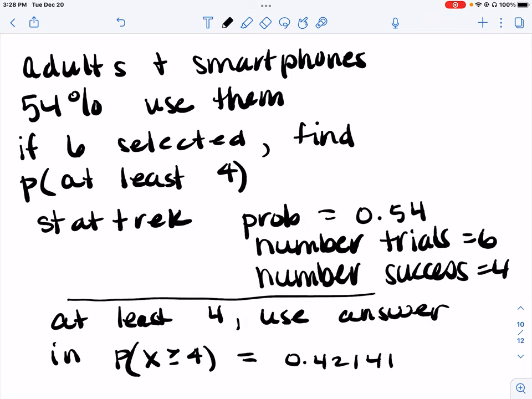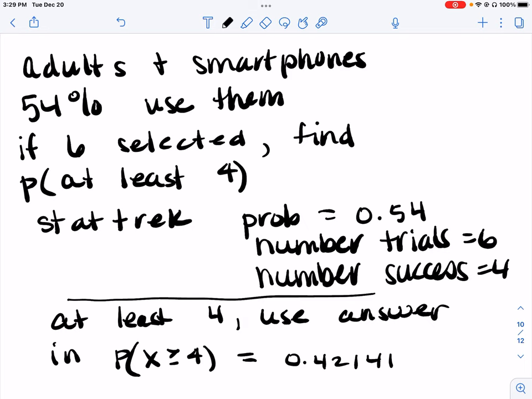What if it's a similar example? Let's say it says 54%, 6 are selected. Find the probability of at least 4. So we're going to use that same website, StatTrack. It's an online calculator. For the probability, it said 54%, so put in 0.54. 6 people are selected, so that's our number of trials. We're finding at least 4, so we're going to put 4 in for the number of successes.